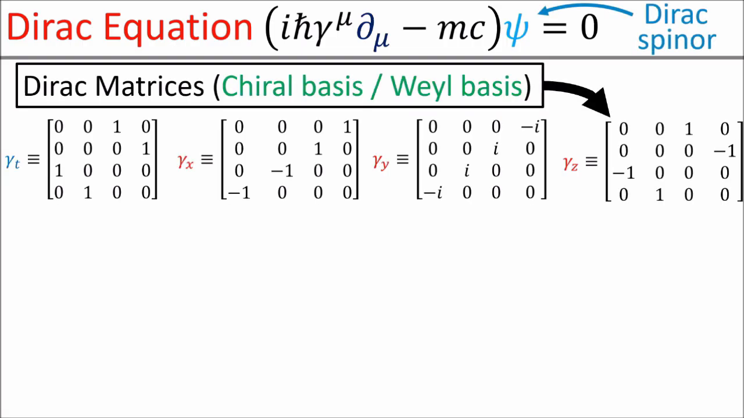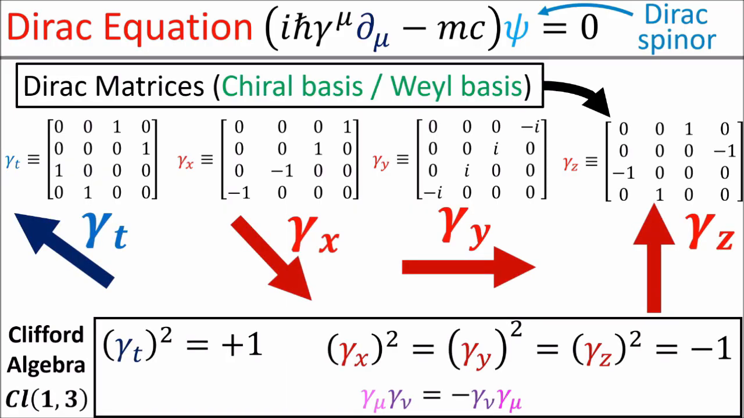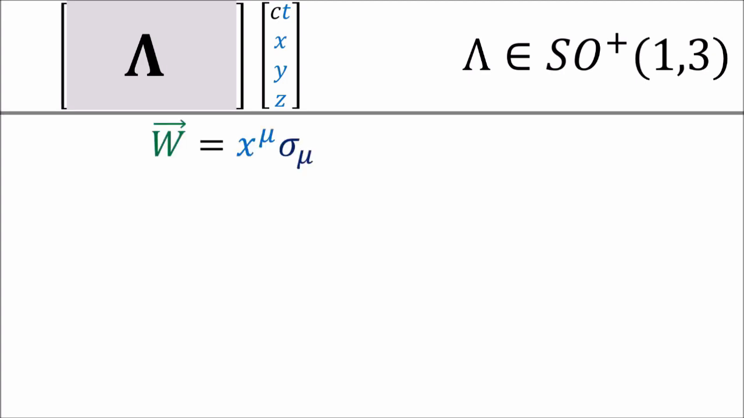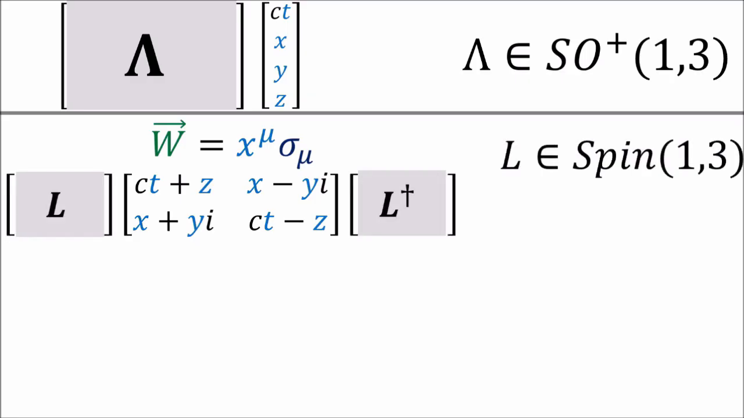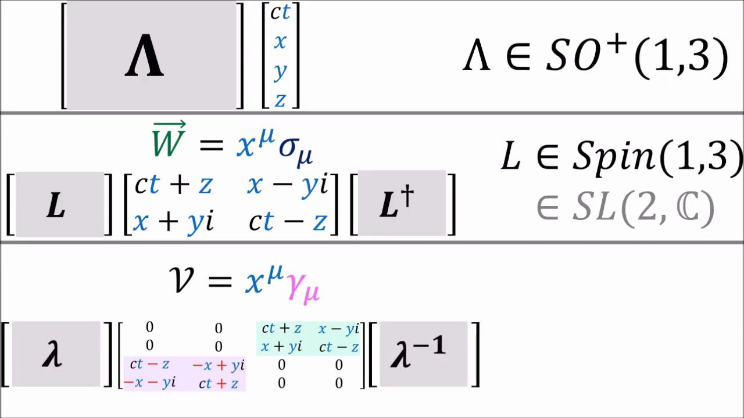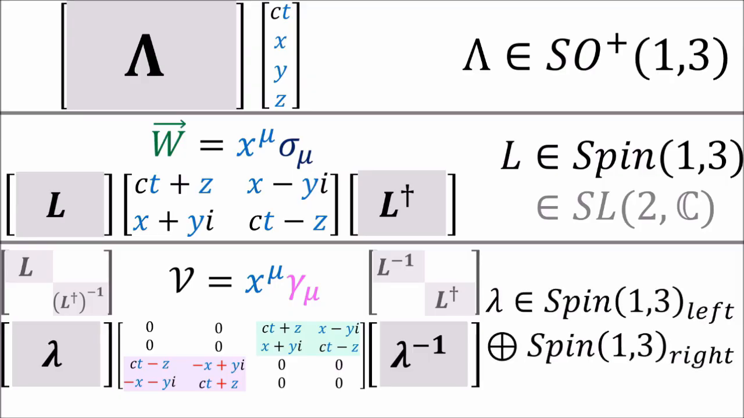The gammas in the Dirac equation are a new way of writing the four spacetime basis vectors, and they come from Clifford algebras. Four-component spacetime column vectors transform with an SO(1,3) matrix, capital lambda, from one side. 2x2 spacetime vectors written with sigmas transform with a pair of Spin(1,3) matrices, L and L dagger. 4x4 spacetime vectors written with the gammas transform with a pair of matrices, lowercase lambda and lowercase lambda inverse, which are direct sums of a left Spin(1,3) matrix and a right Spin(1,3) matrix.